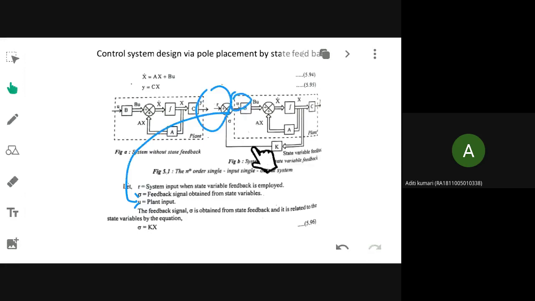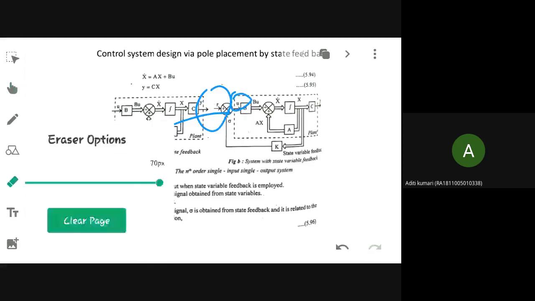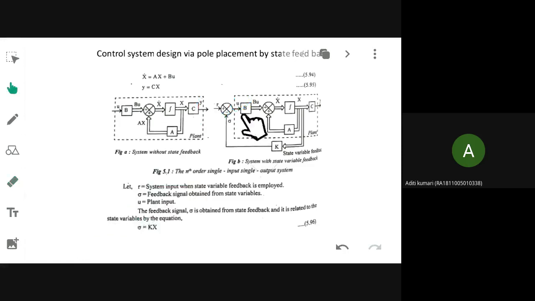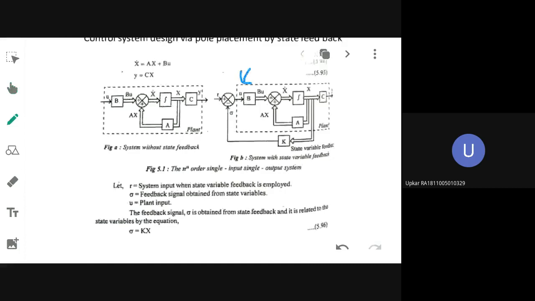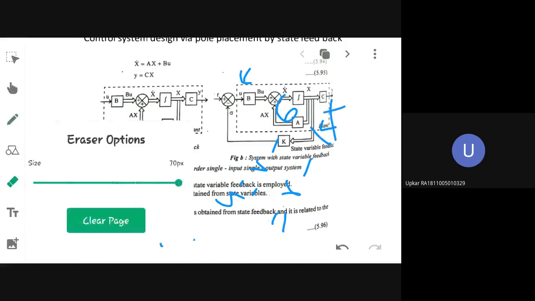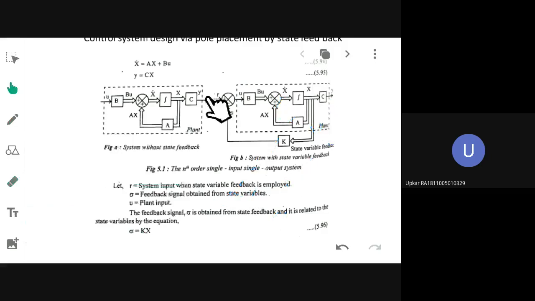Now if I want to write the formula for U, how can I write the formula for U? U is what I want. By using R and sigma, how can I write U? R minus sigma. U here is equal to R minus sigma. So how can I write sigma? K into X. Kx. So that you remember, using this equation only you are going to convert this system into the state space feedback system.